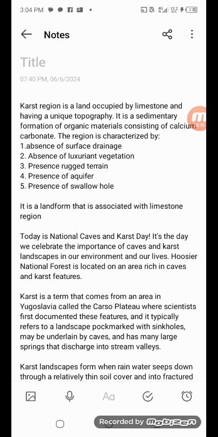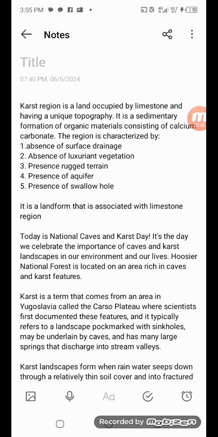So one thing you need to know is that the karst scenery has unique features which are awesome. Then it's characterized by absence of surface drainage because of the sinkholes that get to drain underground. You have presence of rugged terrain because of carbonation happening. So the soft rocks get acted upon and that gets to form the grikes, while the resistant rocks will form what we call clints. Then we have presence of aquifers. Then we have presence of swallow holes formed as a result of that carbonation happening.